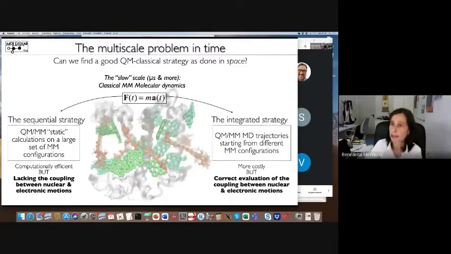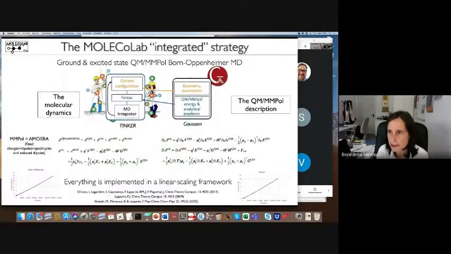Another alternative is an integrated strategy. We still use a lot of MM configurations, and starting from these configurations, we switch on QM/MM or QM/MM-Pol dynamics. In this way, we recover the coupling between nuclear and electronic motion, because now the dynamics of the chromophore is treated at QM level. For this integrated strategy, we have implemented an interface between Tinker, which is the driver for molecular dynamics, and Gaussian, which is the software for QM-Pol calculation. We have implemented the analytical gradients, the forces, and all of this in a linear scaling framework, so that it can be applied to very large systems.